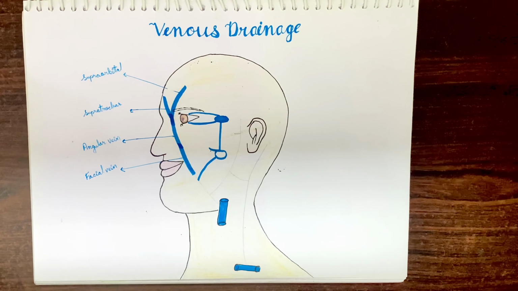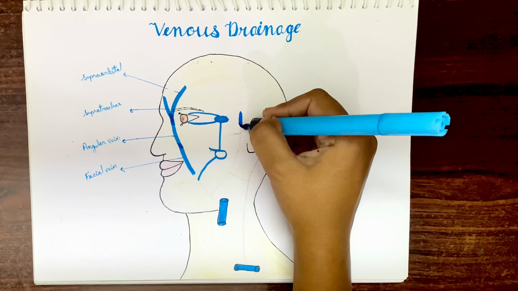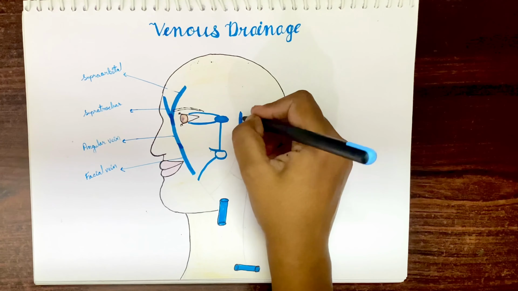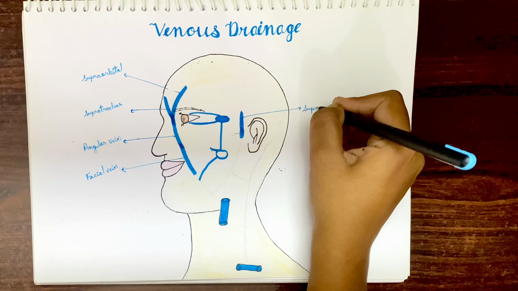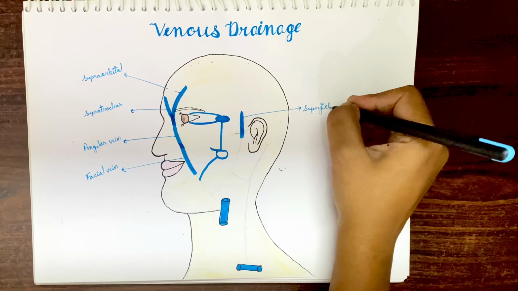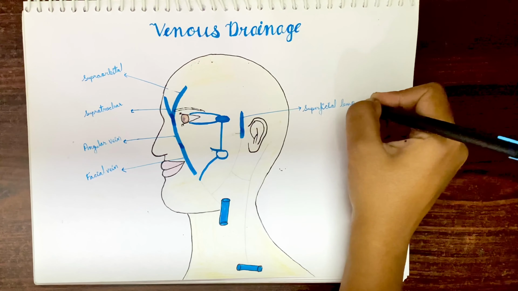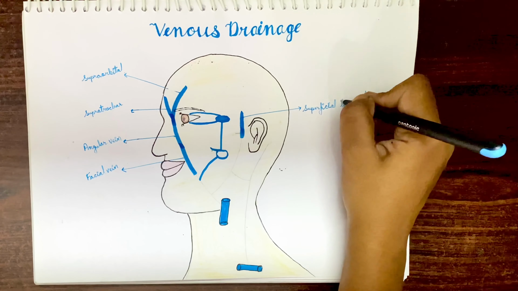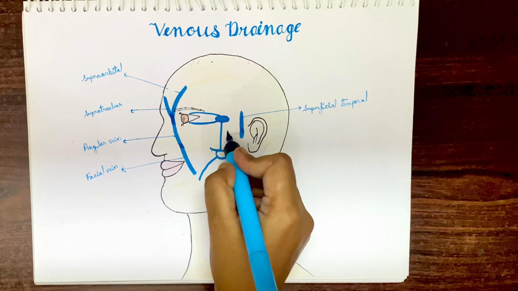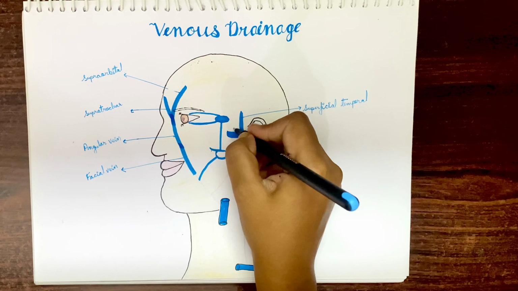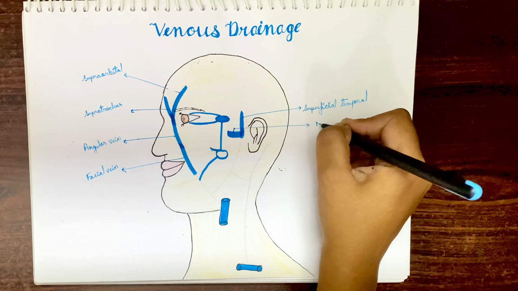Then we look at the superficial temporal vein. The superficial temporal vein from the anterior aspect of the auricle continues downwards and combines with the maxillary vein. It combines with the maxillary vein to form the retromandibular vein.